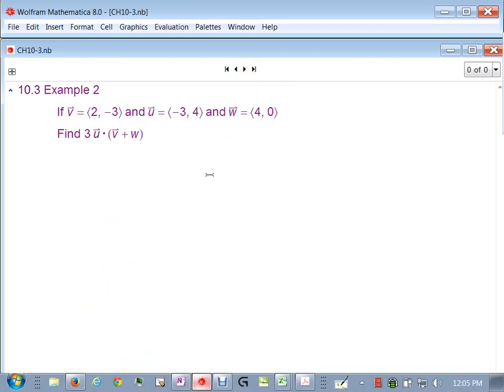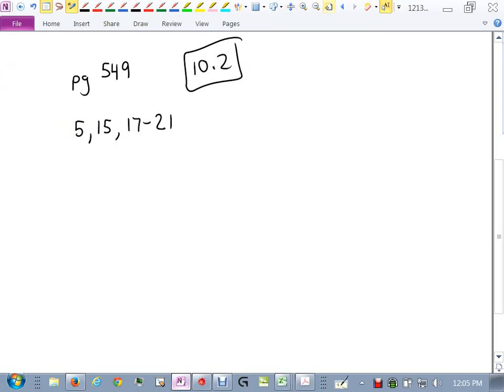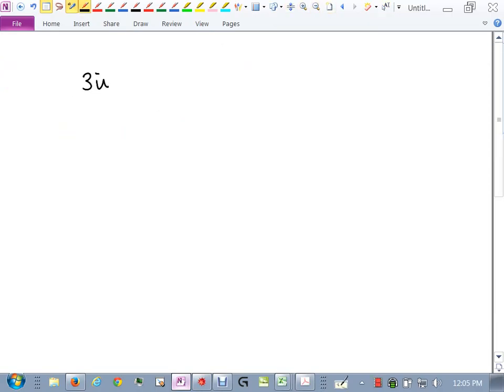All right, I guess I can do this one. If you were to do this one, let's just talk about the different things you could do with this, using some of those properties. You tell me whether or not this would be okay. If I have 3u dotted with v plus w, could I do this? 3u dot v plus 3u dot w. Could I do that? Yes, because you can distribute dot product over addition.